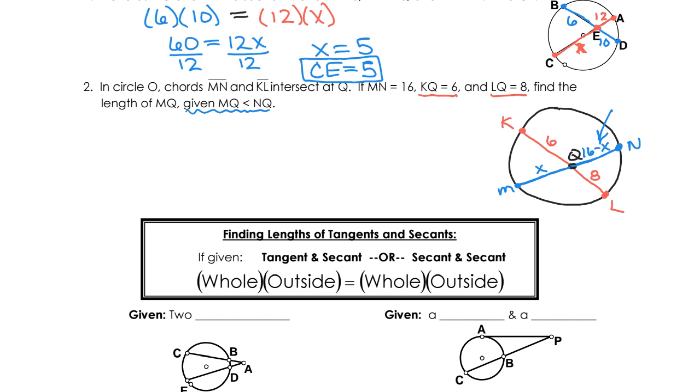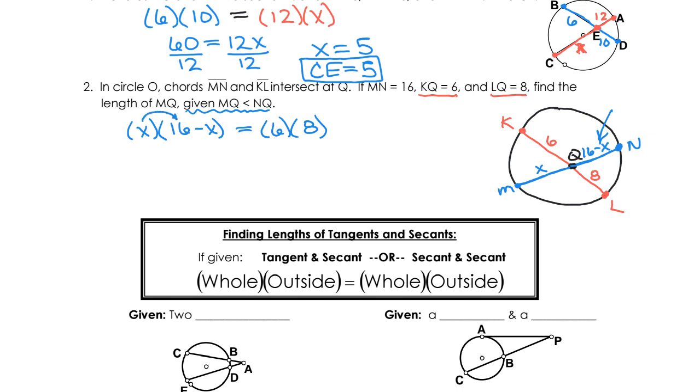All right. So what we're going to do is the two parts from the one chord multiplied together. So part plus part. One part is X. The other part would be 16 minus X. And that's going to be equal to the two parts of the other chord. One part is 6 multiplied by the other part, which is 8. All right, so this one's a little bit trickier than the last one.